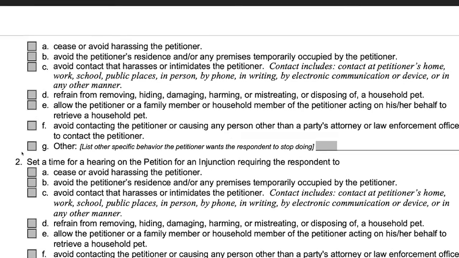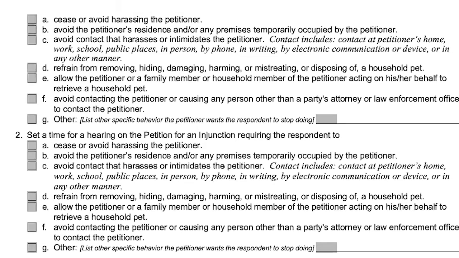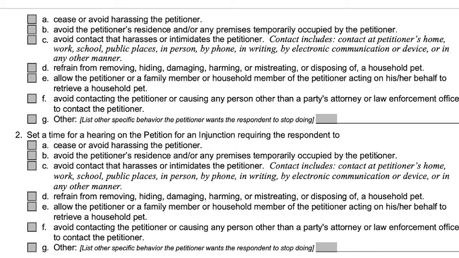Then once again, we see the very helpful other category. So if there's something not on the list, but you think is relevant, specific behavior that you want the respondent to stop doing, here's where you would add it. And obviously there's not a lot of room here, so I would just click other, and then I would say, we're up to attachment number 3. I would say, see attachment 3.